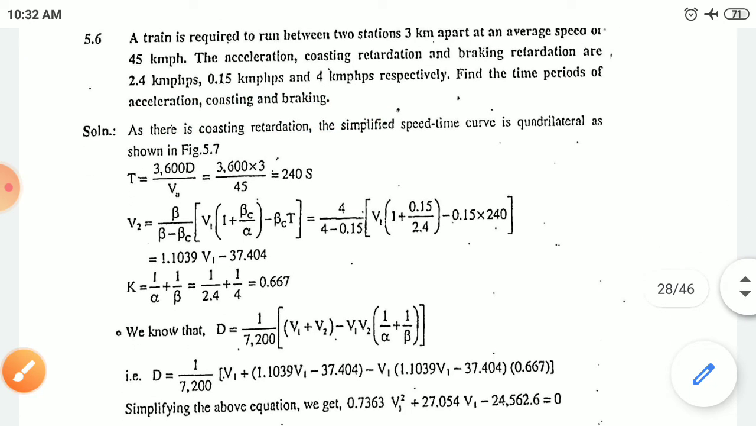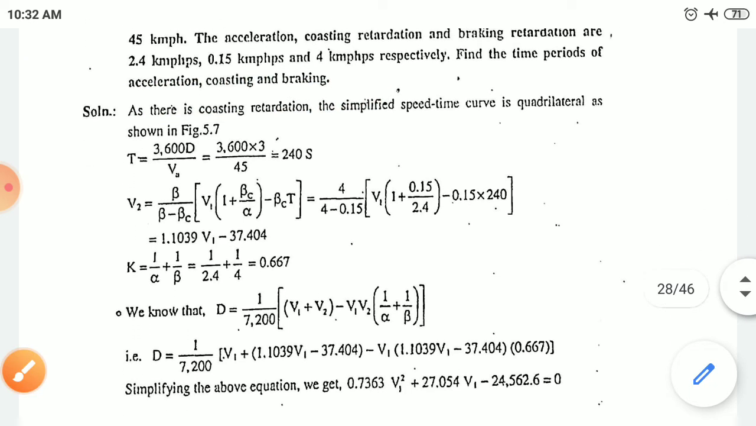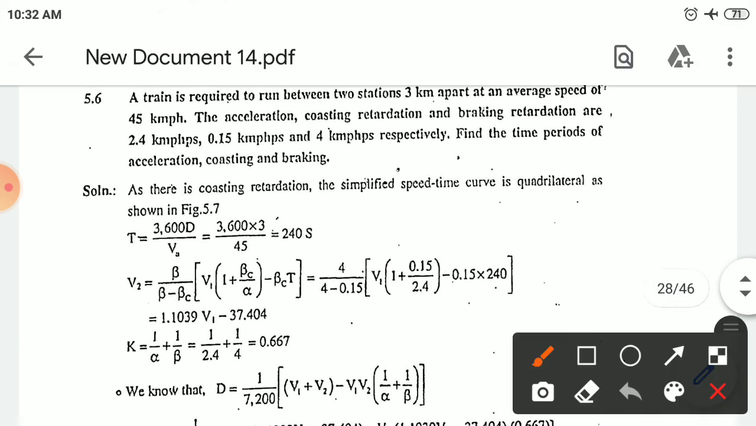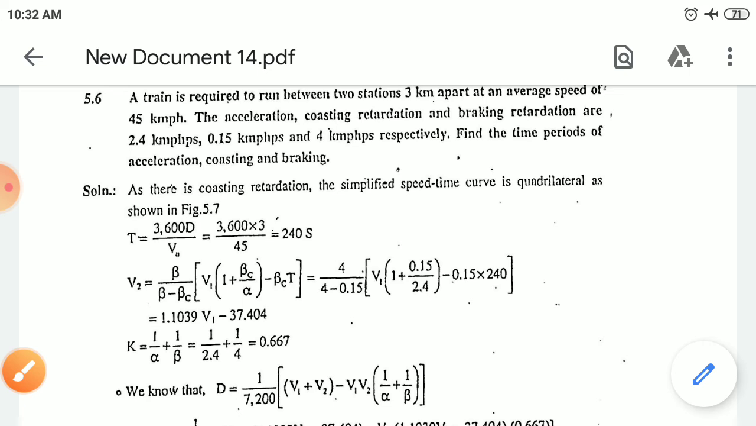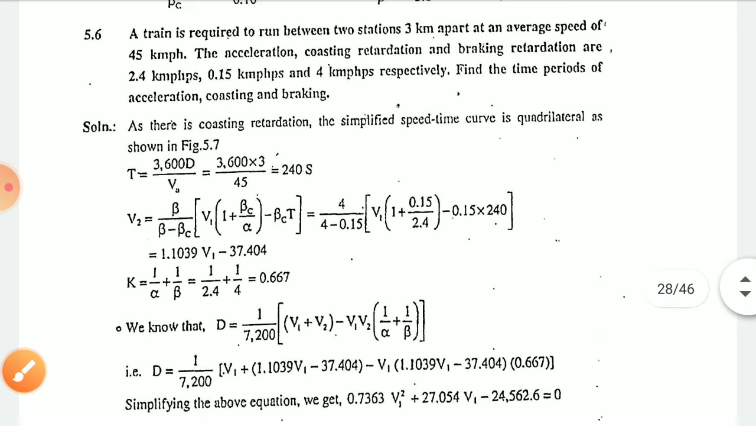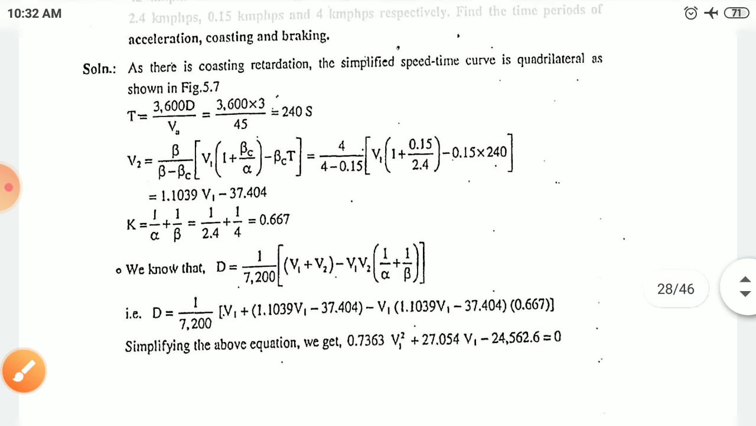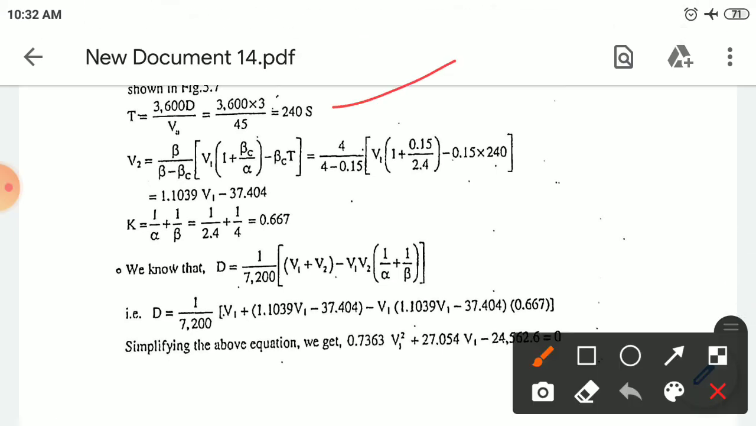Since there is a coasting retardation, once again it's a quadrilateral speed time curve. Coasting retardation is present, so it's a quadrilateral speed time curve only. Then you know T is equal to 3600 by the T equation, so calculate T by substituting D and Va. The V2 equation you also know, so just substitute all this, and you will get one equation.